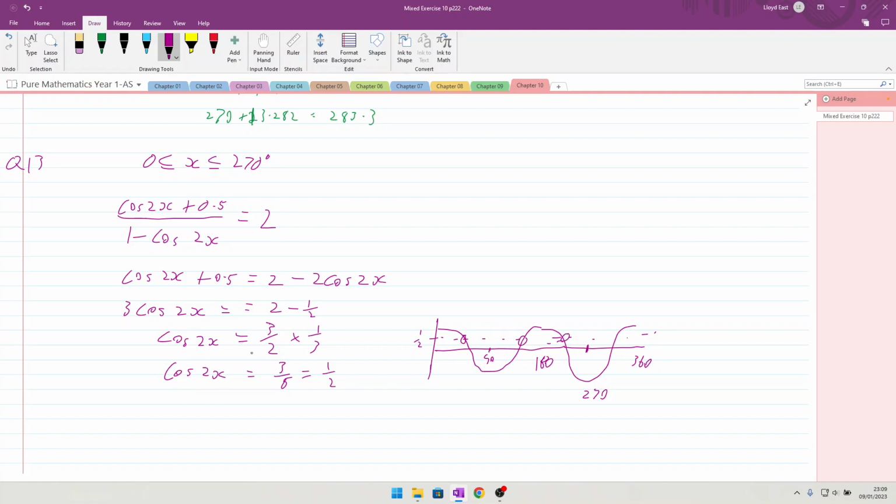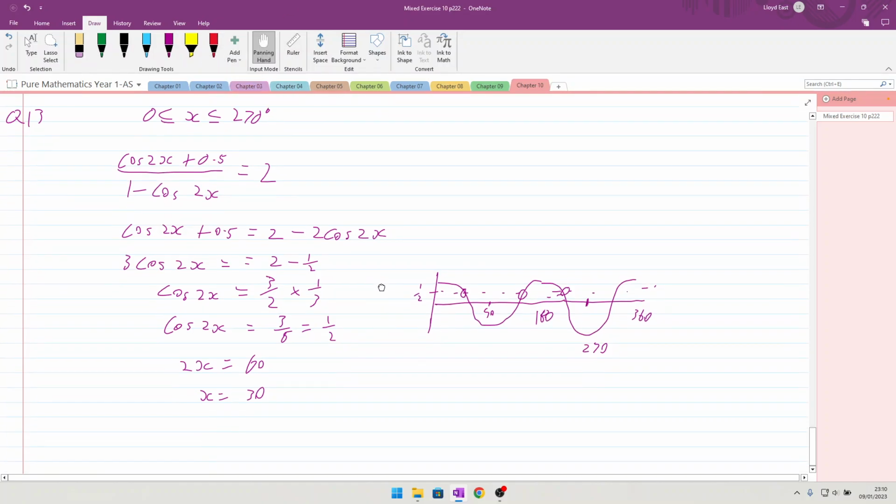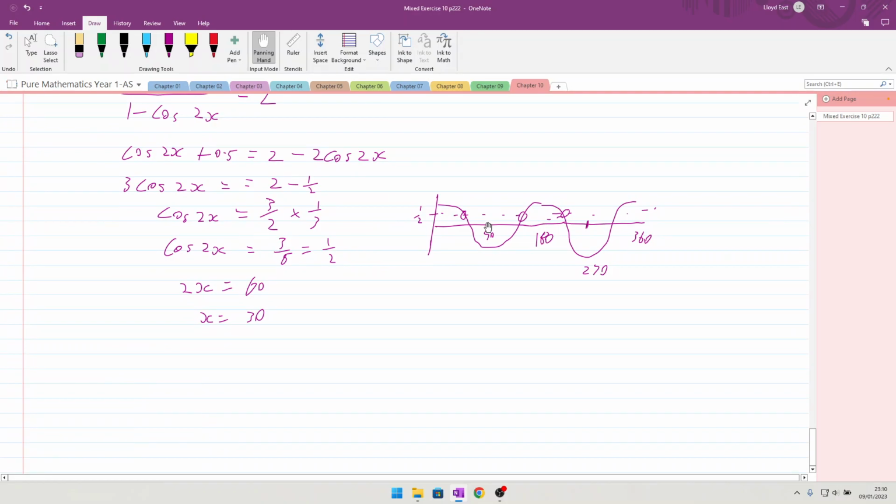So the inverse cos of a half is, of course, 60 degrees. So we get 2x is equal to 60, giving us x equals 30. Okay, so from that point on there, we're going to have 180 plus 30, and we are also going to have the 90 from here and there is going to be the 180 minus the 30 and 180 plus the 30.